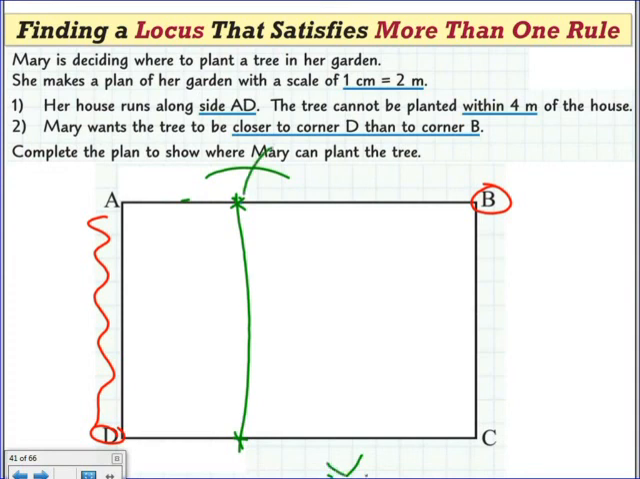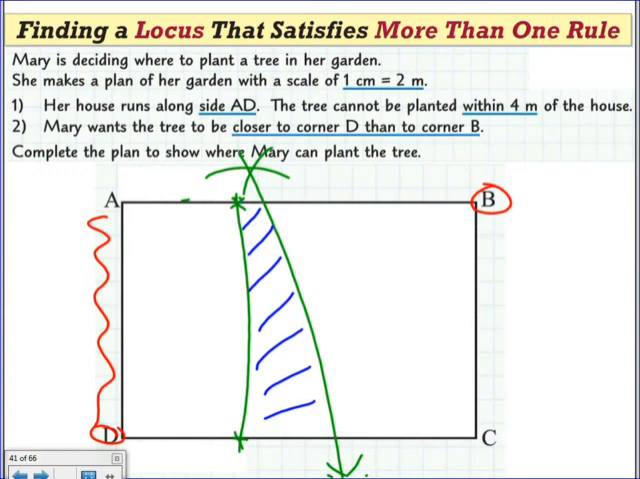And when I draw that line, it's exactly what Sam says. That line represents the halfway point between D and B, so it needs to be closer to D. What side of that green line do I need to be? To the left. So I need to be to the left of that line, but to the right of this one. So I can plant my tree anywhere in there. Does that make sense? Yeah?